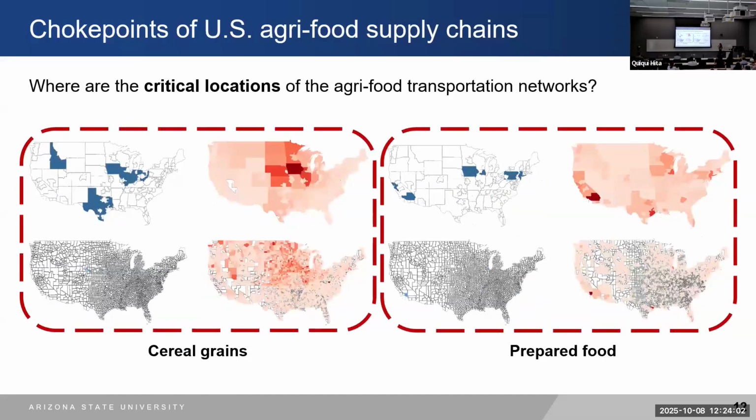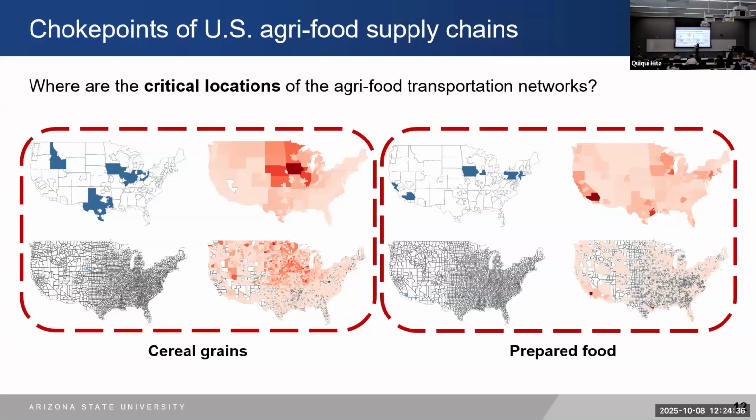So we wanted to compare processed food versus unprocessed, more raw food commodities. How does that production or supply influence the shape of the distribution network? For the unprocessed food, we chose cereal grains, which are maize, rice, and wheat. We see that the choke points at county level are mainly accumulated around the Midwest, which is also where the majority of the agricultural production of cereal grains occurs.